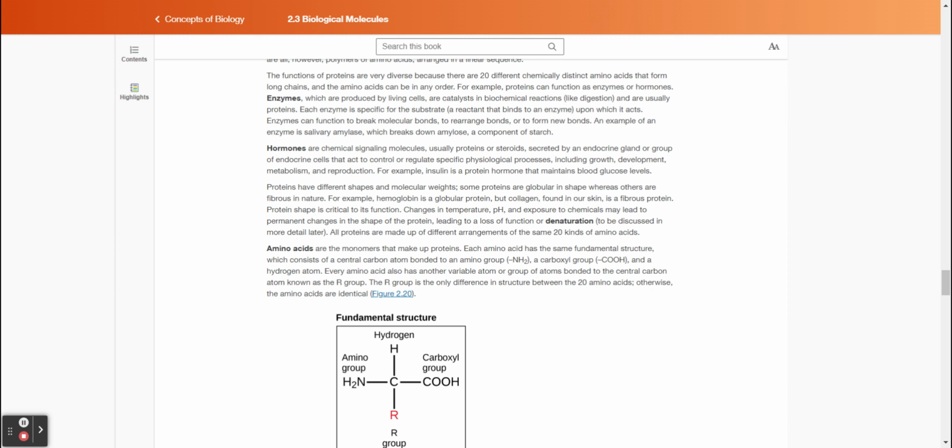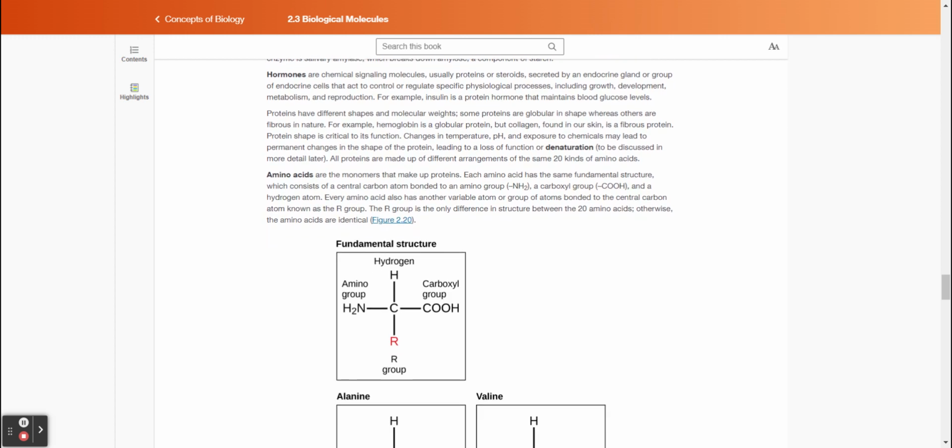Hormones are chemical signaling molecules, usually proteins or steroids, secreted by an endocrine gland or group of endocrine cells that act to control or regulate specific physiological processes, including growth, development, metabolism, and reproduction. For example, insulin is a protein hormone that maintains blood glucose levels.